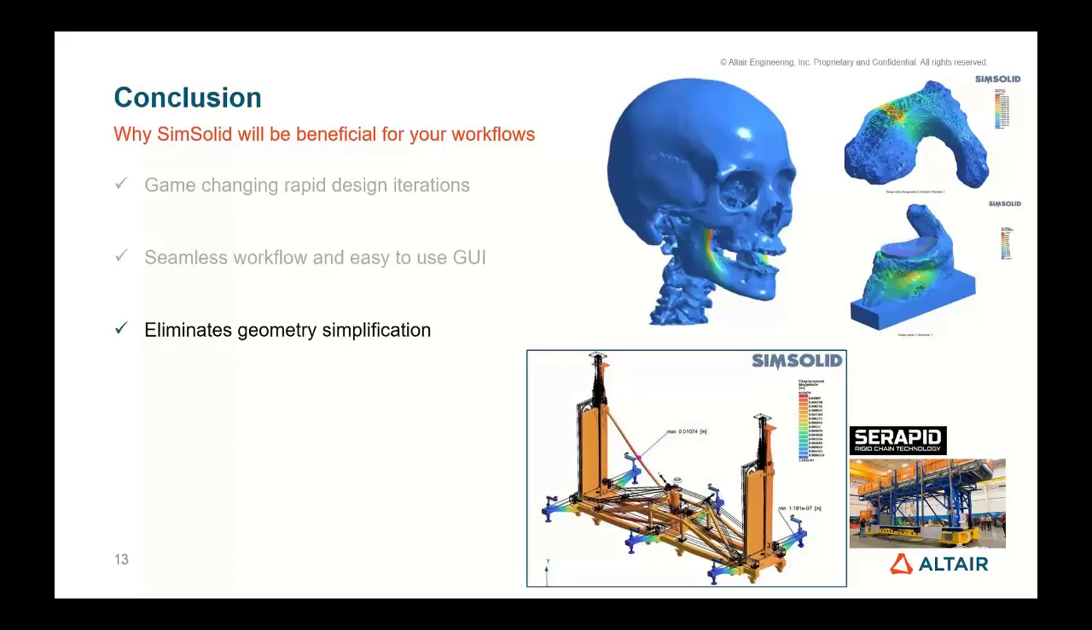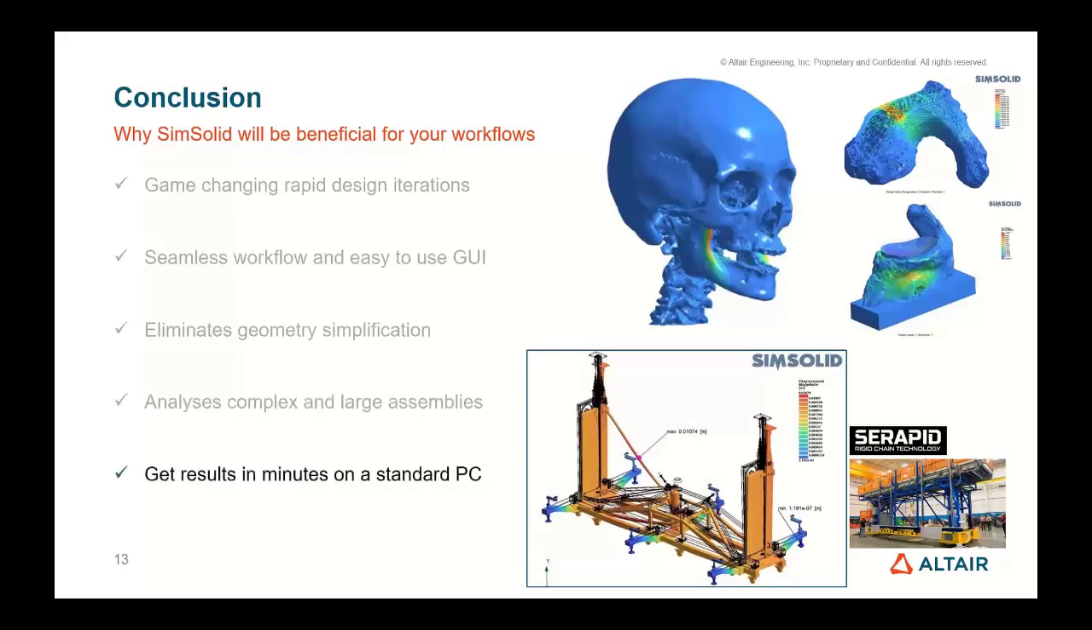It also eliminates any sort of geometry simplification and meshing that you might need to do. So if you just need a quick result, just use SimSolid. It helps you analyze complex and large assemblies. So you're not just limited to looking at the one part, you can bring in thousands of parts in, like the example that Jan showed earlier, that stage, that elevating stage, that's got more than thousands of parts inside of it, and it solves super quickly. And like we said, just using a standard PC or a standard laptop, you can get your results in minutes too.